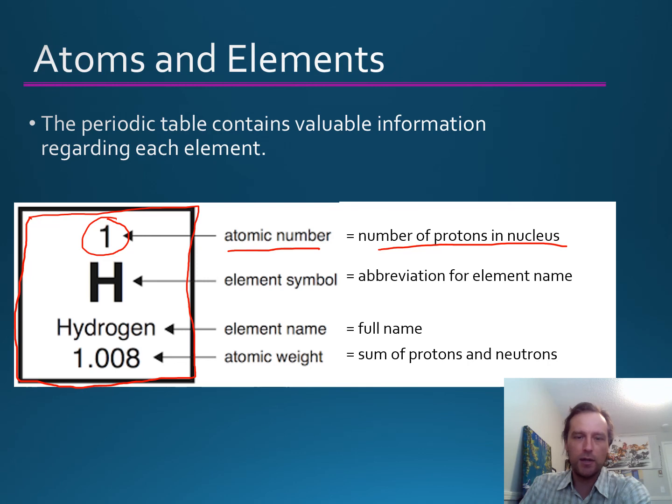Next, we have an H, and that is the symbol for that element. And sometimes they start with the letter that you spell it with, like hydrogen. Oxygen is an O. Lithium is an Li, but sometimes they are not.